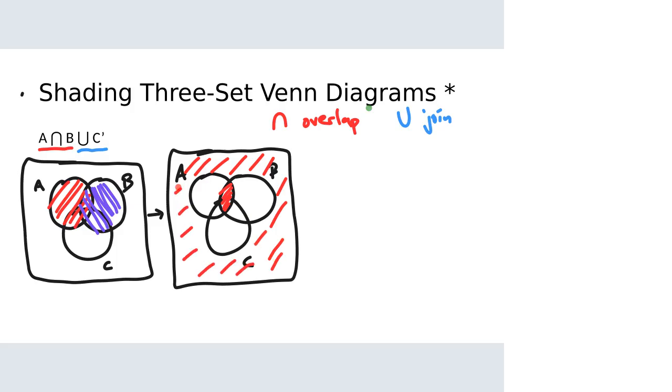Everything outside of C. And sometimes that can be a little hard to visualize. So if you just sort of imagine here is set C, so I need to make sure I do everything else. So everything outside of C, that's going to include this over here and this over here, and that's got it. So I have A intersect B union C complement. What I end up with for my final picture here has regions 1, 2, 3, 5, and 8 shaded.